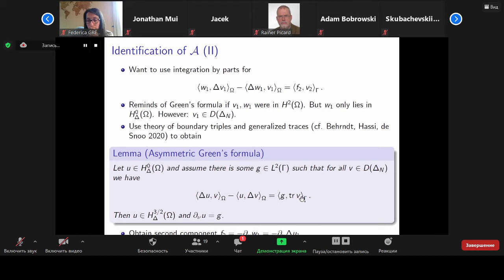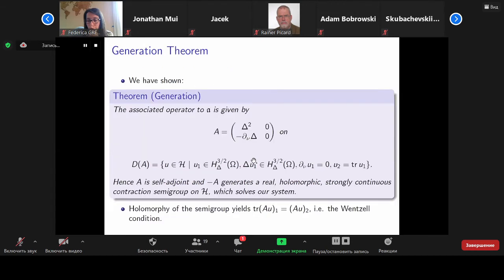So all in all, we have shown the following theorem. The associated operator to our form A is indeed given by this operator matrix A, and we can fully characterize the domain. So we have U in the ground space, we have the coupling condition here, then we have the Neumann boundary condition, and together with this one, this just means that U1 lies in the domain of the Neumann Laplacian. And we also here have the regularity we just showed on the last slide.